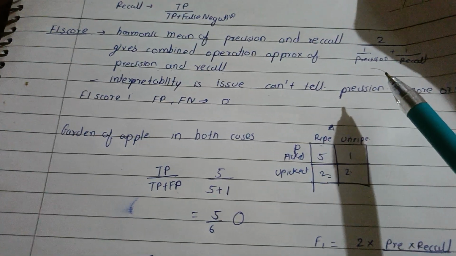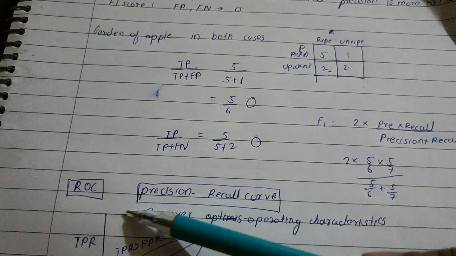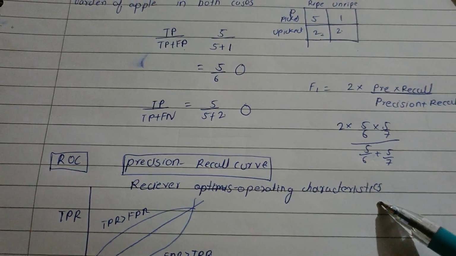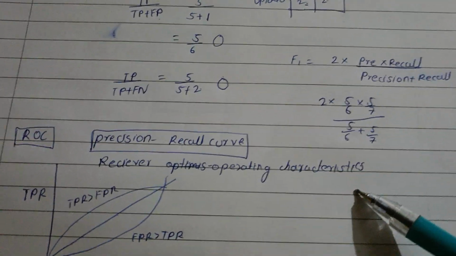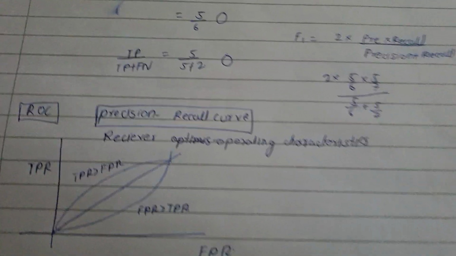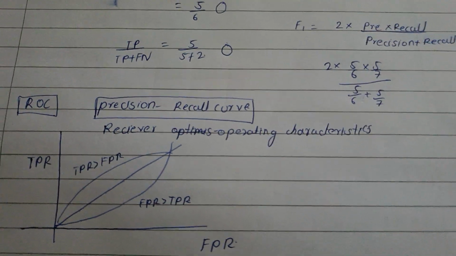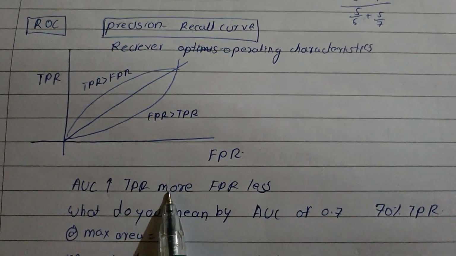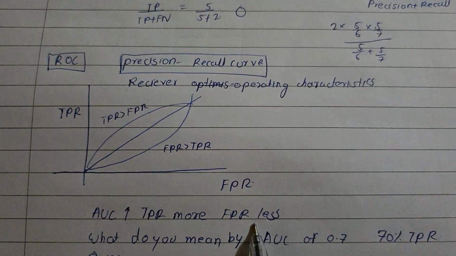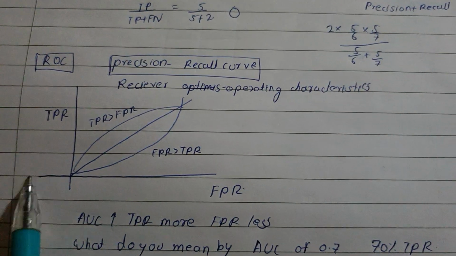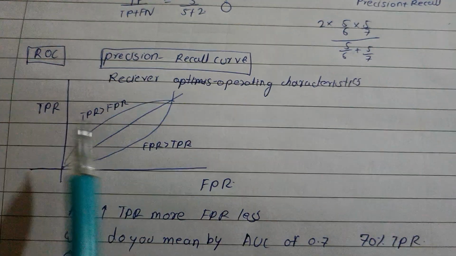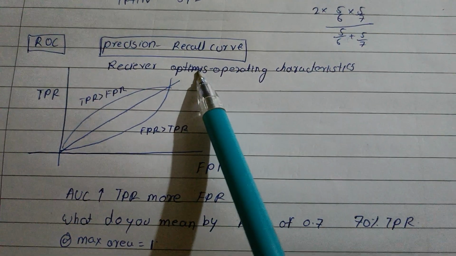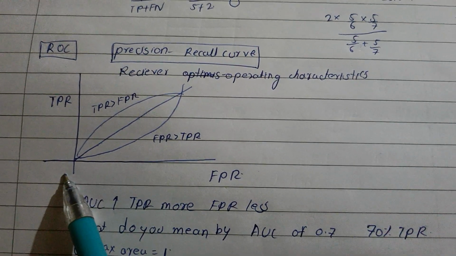Then next is ROC. ROC is called receiver operating characteristics, and AUC is the area under the curve. If the area under the curve is more, that means your TPR, the true positive rate, is more, and if it is less, then the FPR is less. ROC is a curve between your true positive rate and false positive rate, and this diagonal line is where your true positive rate and false positive rate are equal.